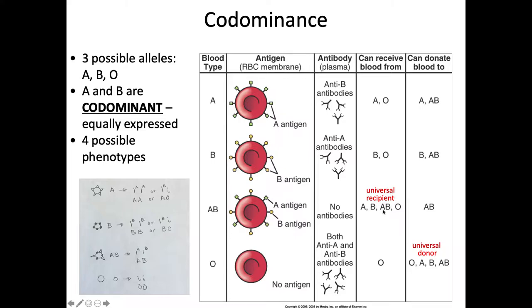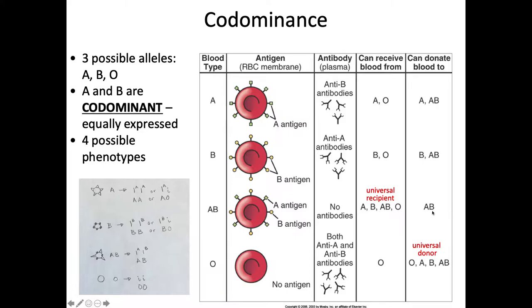And then here, if we skip, so people who have type AB blood are considered universal recipients. They can receive blood from type A, type B, type AB, and type O. So they can receive from type A because they have type A on their blood. They can receive from type B because they have B on their blood. And then, of course, this is the same as them. And then type O, these people don't have any carbohydrates, so there's nothing for the immune system to attack.